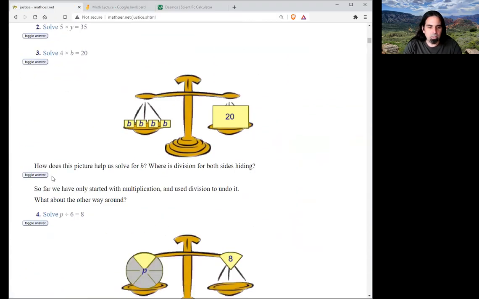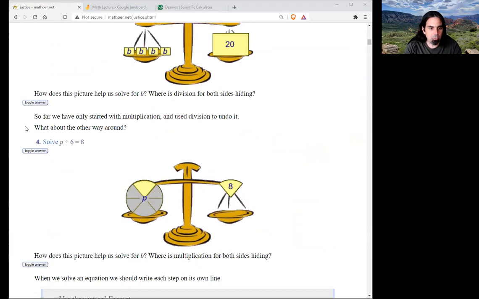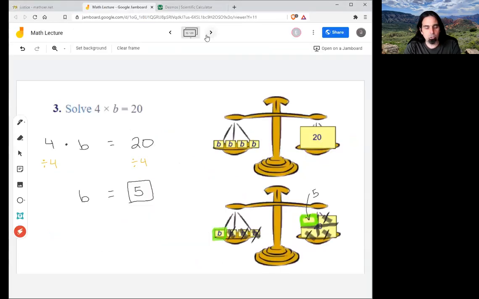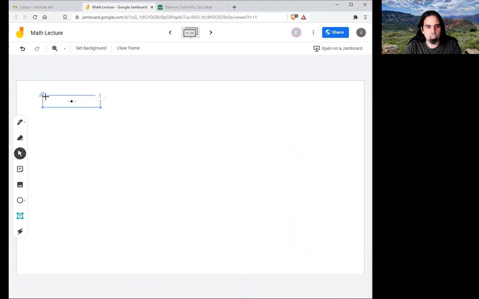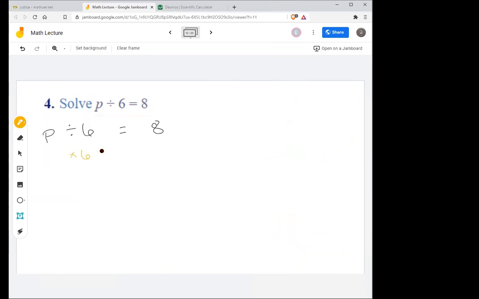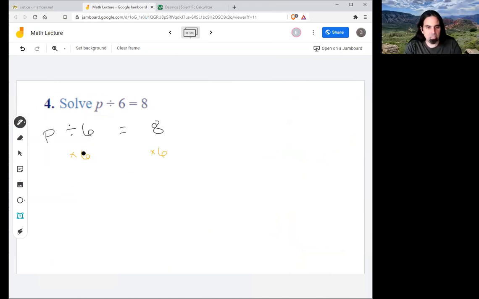Okay, continuing. Here we have another one. This one is a little harder because division is harder to think about, but you've just had some practice. So let's try it. P divided by 6 equals 8. What's the opposite of divided by 6? Times 6. So if I divide by 6 and times 6, those cancel out and P is by itself. 6 times 8 is 48, and I get an answer.